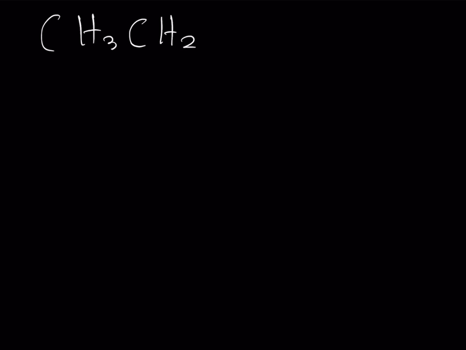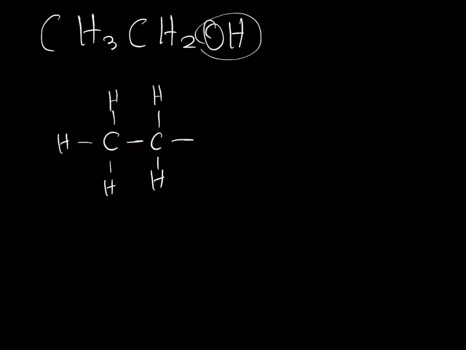CH3CH2OH. So how do we draw this one? We have a CH3 on the left, so that's carbon with 3 hydrogens. We have a CH2, which is a carbon with 2 hydrogens. And then we have an OH. Now whenever you see OH, it's going to mean that this is an alcohol. Alcohols have an OH group, which is also known as a hydroxyl group, attached to R, which is just any hydrocarbon chain.